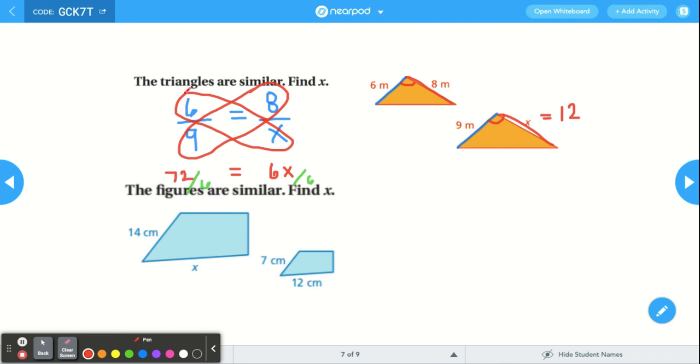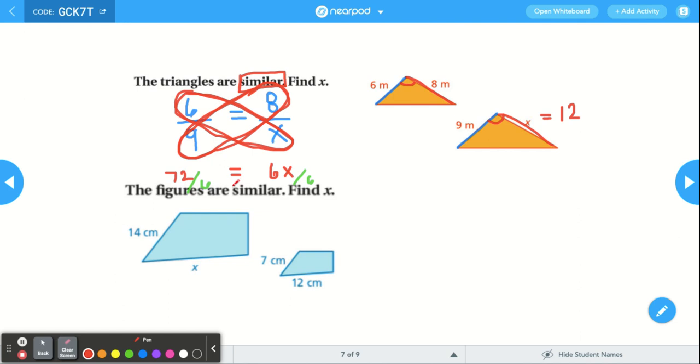So remember, this is a strategy called cross products. It tells us that the product of these two numbers is going to be equal to the product of these two numbers if they are proportional. And I know they're proportional because we were told already at the beginning that they were similar. So they have to be proportional. Let's go on to our next one.